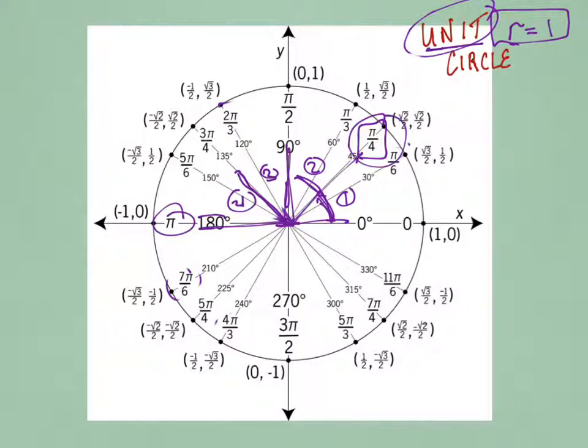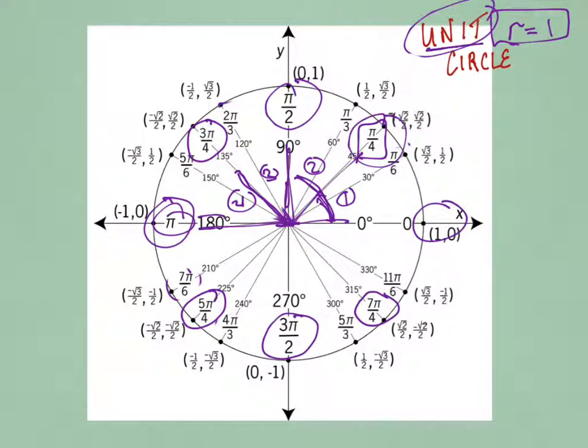Here's 1 pi over 4. Here's 2 pi over 4. 3 pi over 4. 4 pi over 4. 5 pi over 4. 6 pi over 4. 7 pi over 4. 8 pi over 4. 9 pi over 4. 10 pi over 4. 11, 12, 13, 14, 15. You keep going around in circles.